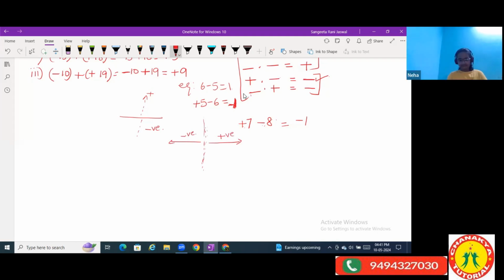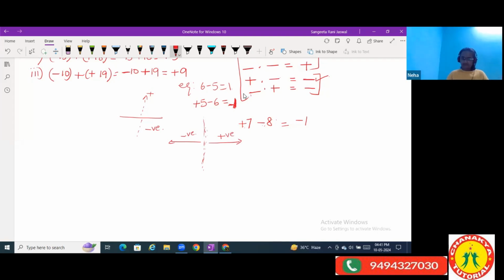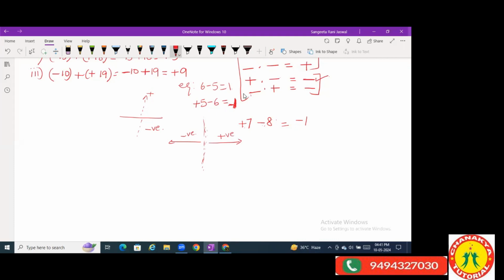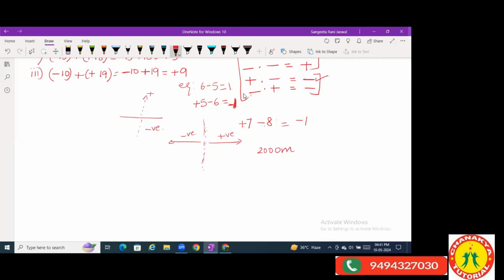Now suppose I have to say the aeroplane is flying 2000 meters above the ground level. How will I say that? If I have to represent it in numbers, the aeroplane is flying 2000 meters above the ground level. So that means it's something positive.